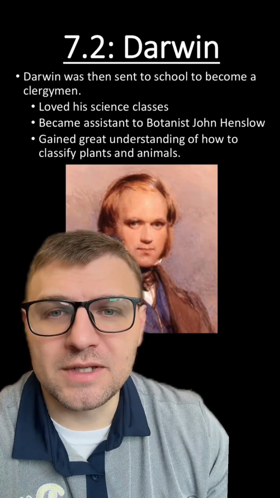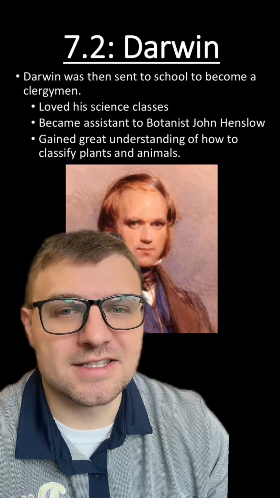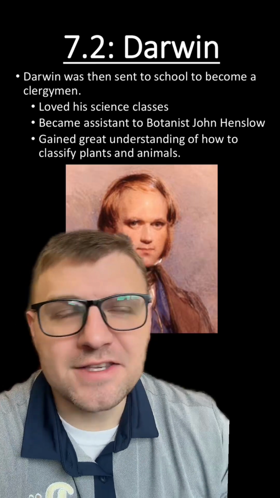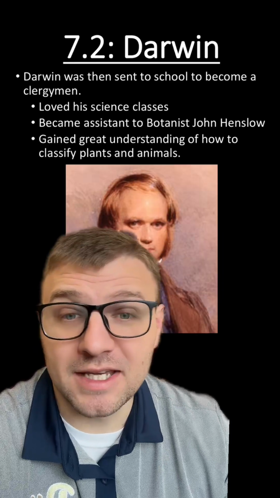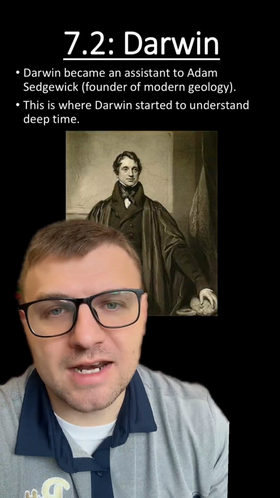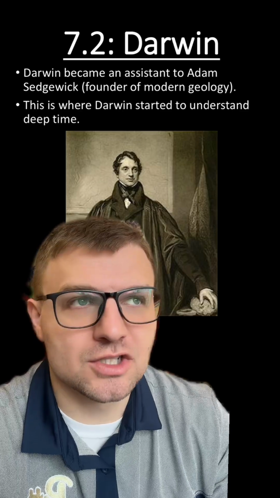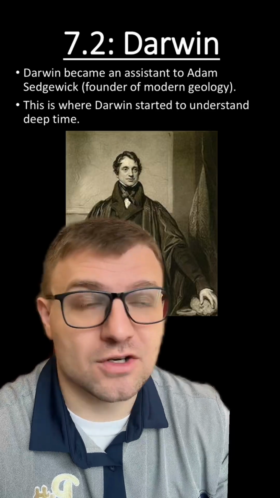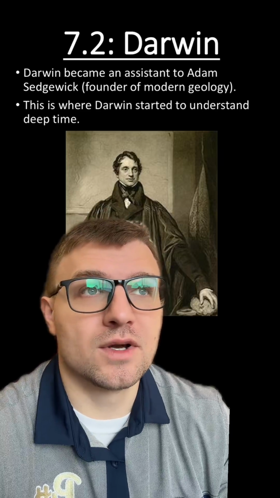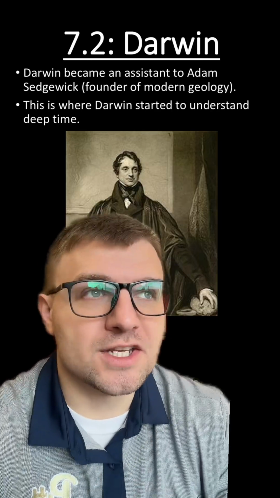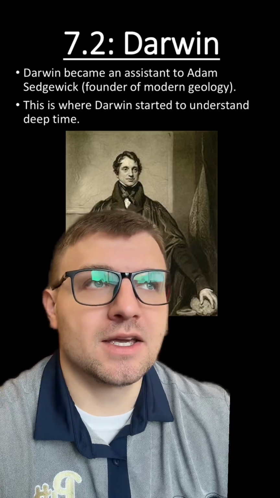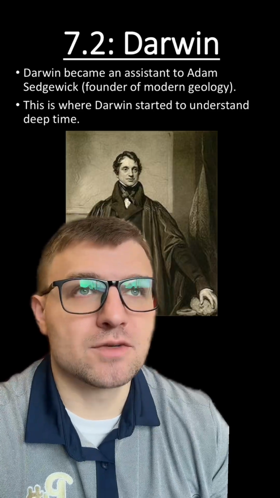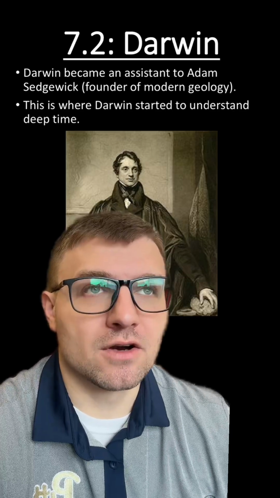Darwin then went to school to be a clergyman, and he actually loved his science classes but really didn't enjoy his other classes. He became an assistant to the botanist John Henslow, and this is where he gained a better understanding of how to classify plants and animals. He also became an assistant to Adam Sedgwick, who is a founder of the modern geology understanding of deep time. And this is where Darwin started to understand the Earth was not just 1,000 or a couple thousand years old. He started to understand that the Earth was millions to billions of years old. Again, the reason why I go over this is to show how the shaping of Darwin's mind led him to the theory that he would later understand. Because he would have to break away from the conventional understanding that the Earth was very young to the Earth is very old.